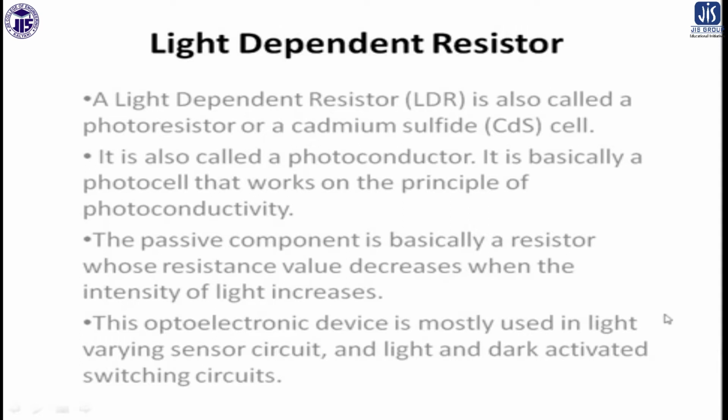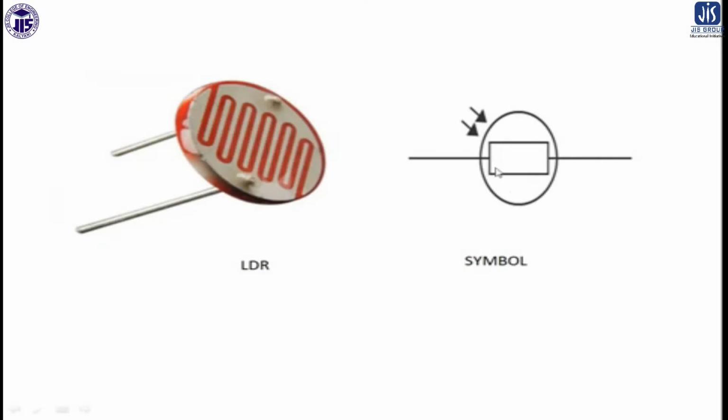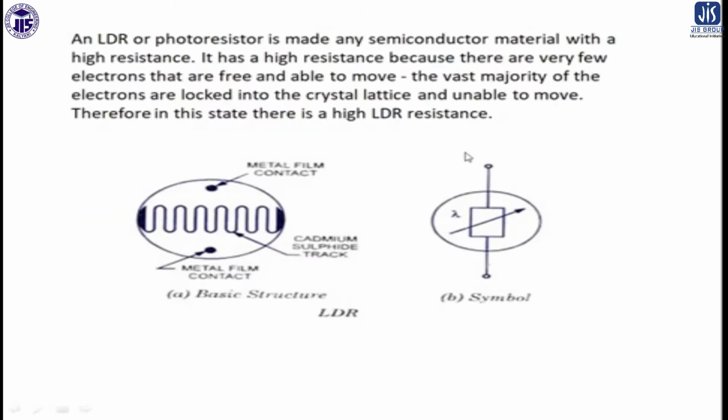The passive component is basically a resistor whose resistance value decreases when the intensity of the light increases. This is called the light dependent resistor. Now this is the LDR, you can see, and this one is the symbol for the LDR.